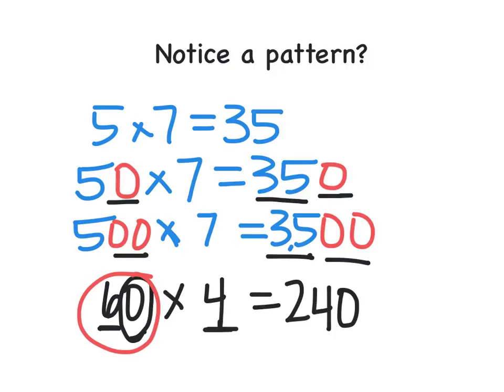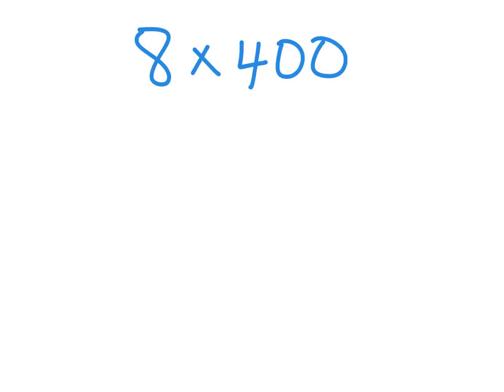So let's think about tens as being kind of like our label here. So we have 6 tens times 4. Well, 6 times 4 tens would be 24 tens, which is 240. We're going to use this pattern and this rule that we made in the next couple examples. Let's try out our rule in this example.